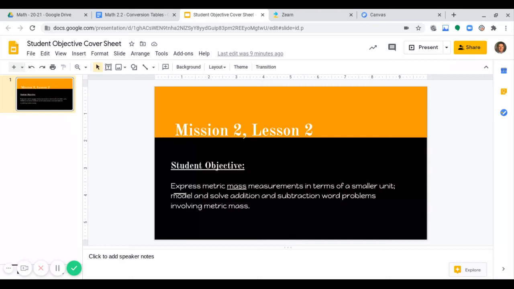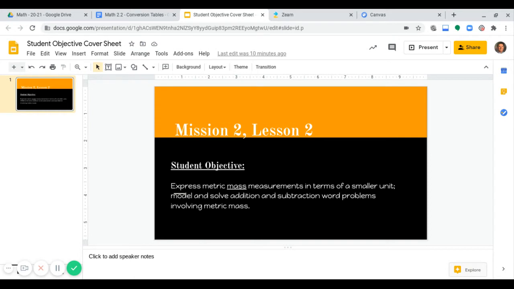Hello there! Here is our overview of Mission 2, Lesson 2. Our student objective for this lesson is to express metric mass measurements in terms of a smaller unit. Model and solve addition and subtraction word problems involving metric mass.